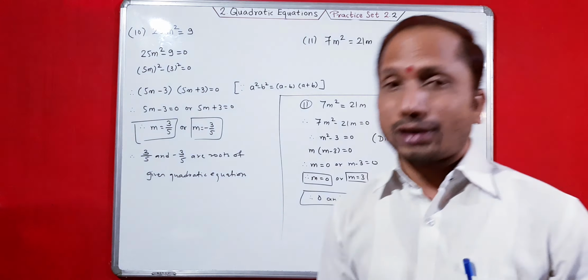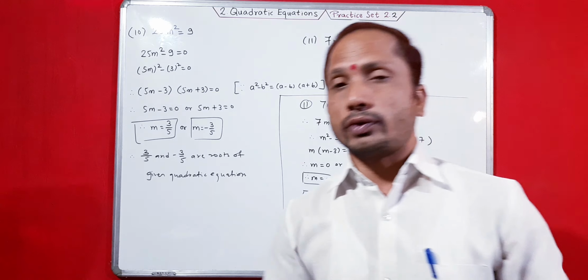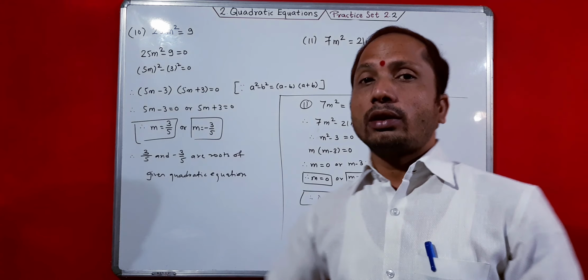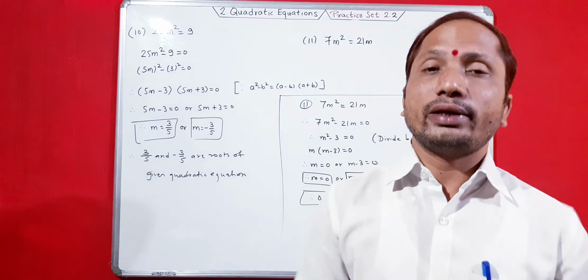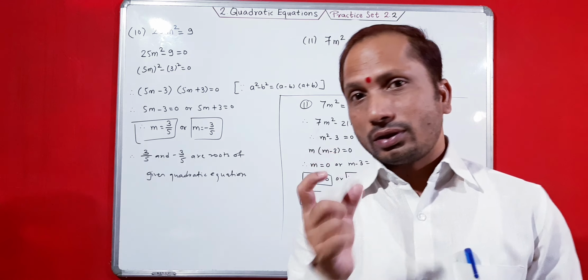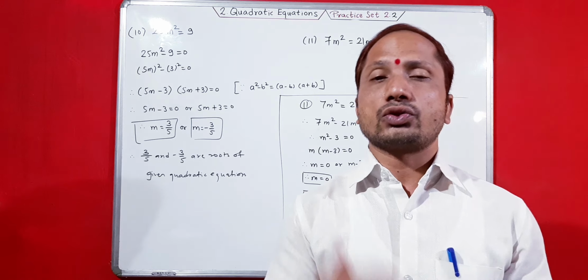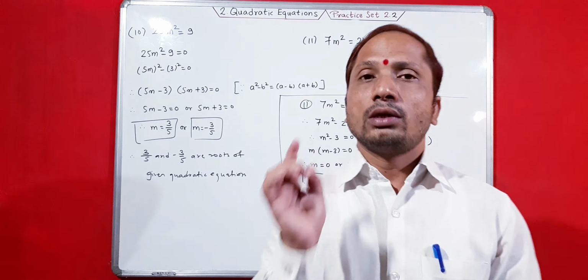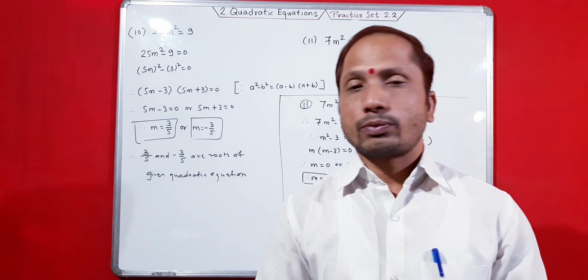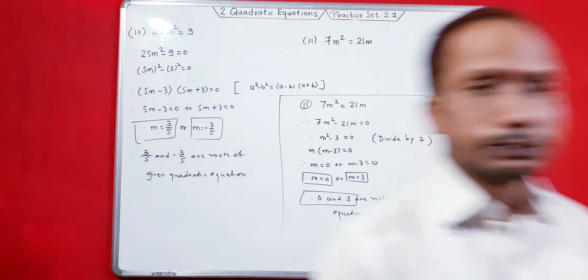and now we are going to solve the last problem of this practice set, problem number 12. And one thing remember, the factorization is very easy. You have to concentrate on the method of factorization. Just do that, and you can easily do the factorization of any type of figure.